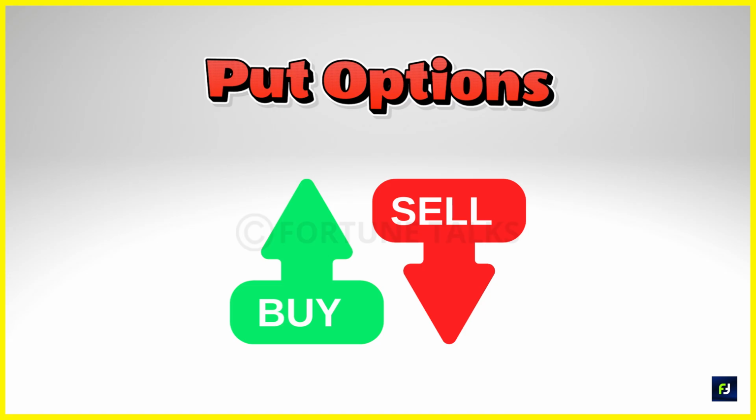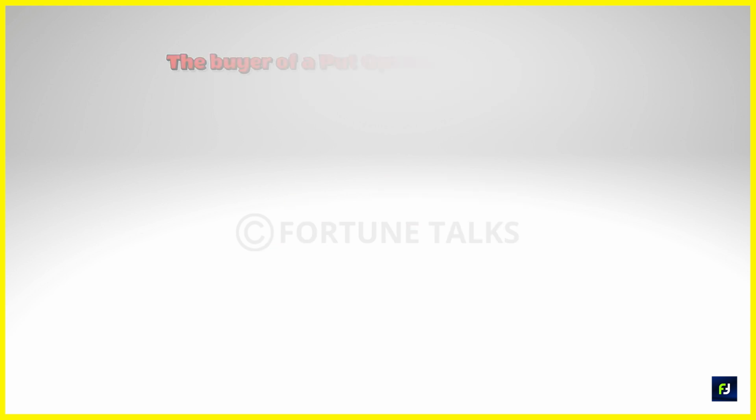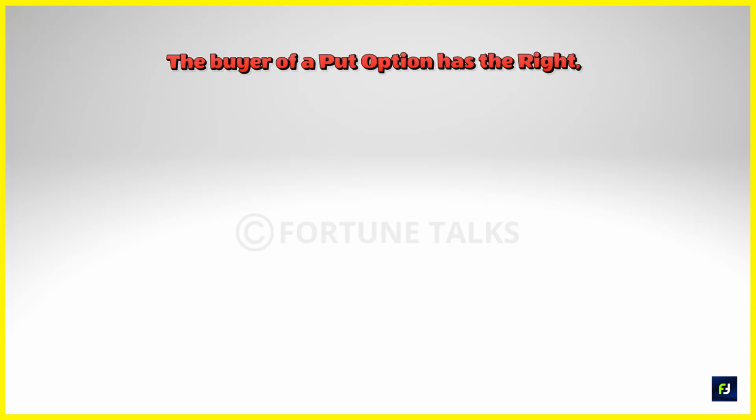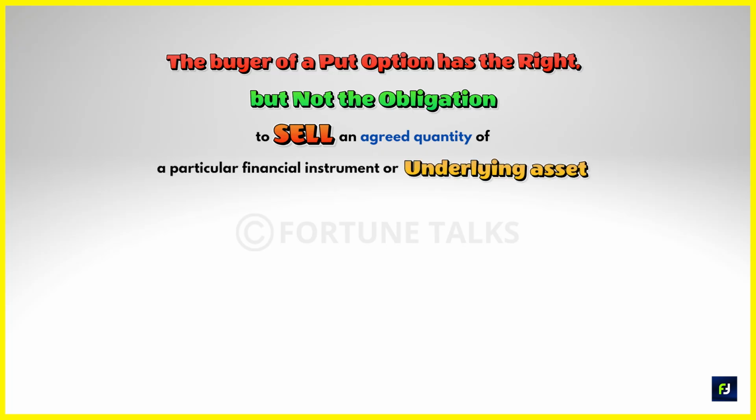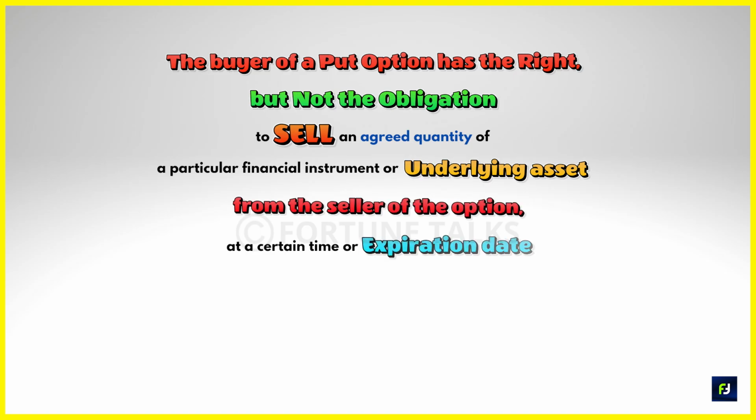We will start with the case of a put buyer. Let's begin with a formal definition of a put option contract. The buyer of the put option has a right, but not the obligation, to sell an agreed quantity of a particular financial instrument or underlying to the seller of the option at a certain time or expiration date for a certain price called the strike price.